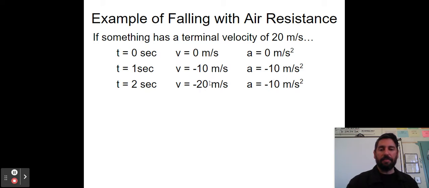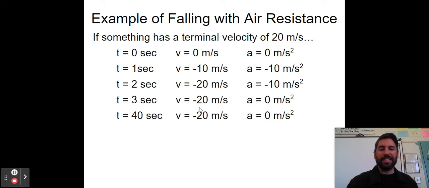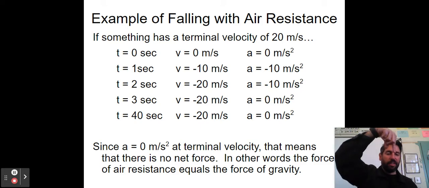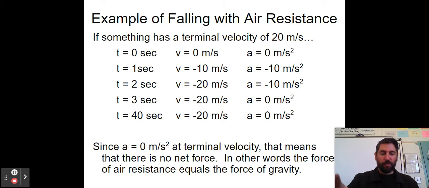Negative 10, because it's going down. And then after it hits the terminal velocity, so the terminal velocity is negative 20, it's going to continue to stay at negative 20. So since a is 0, because once it hits terminal velocity, it's not accelerating anymore, which means that there are two forces. Gravity is pushing down and air resistance is pushing up, and they're basically canceling each other out.